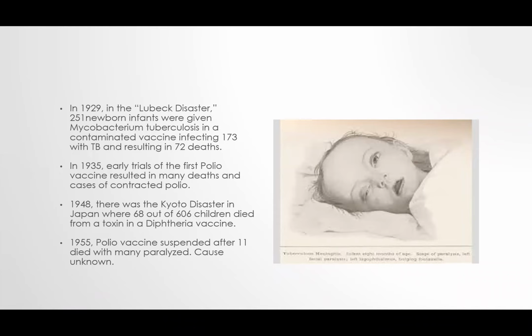In 1935, early trials of the first polio vaccine resulted in many deaths and cases of contracted polio. In 1948, there was the Kyoto disaster in Japan, where 68 out of 606 children died from a toxin in a diphtheria vaccine. In 1955, polio vaccine suspended after 11 died, with many paralyzed. The cause was unknown.